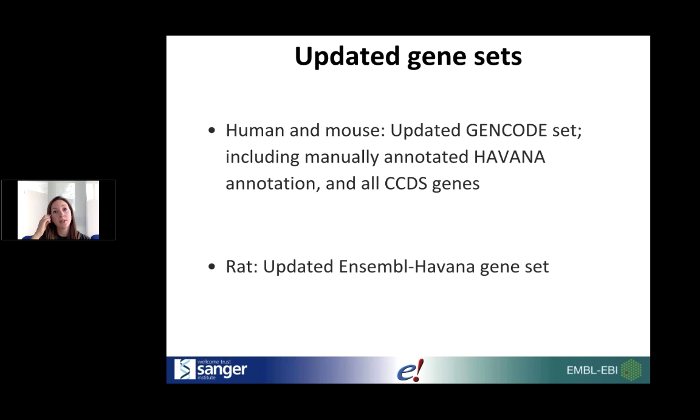All right, so next for new data is that we've updated the gene sets for human, mouse, and rat. For human and mouse, we've updated the Gencode set, so that's our gene set. So we've got Ensembl annotation and the Havana manual annotation, and we've also updated the CCDS genes. And in addition to that, we've got rat, Ensembl and Havana gene set updates too.